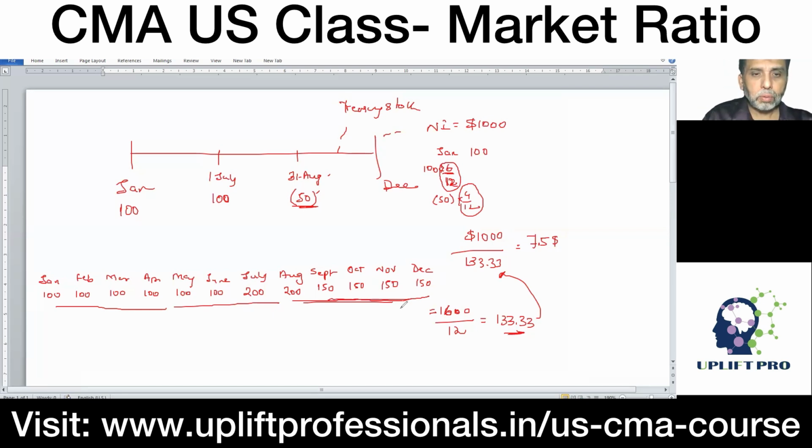So when we do 100 into 6 by 12, we are multiplying by 6 because it's outstanding for 6 months, and dividing by 12, we're taking the average then and there. That's how I wanted to prove it to you that this calculation, what we did earlier, is the same as taking the simple average of all the shares outstanding throughout the year, like this. Total is 1,600 divided by 12, 133.33. Is that clear to you? Anybody? Everybody?